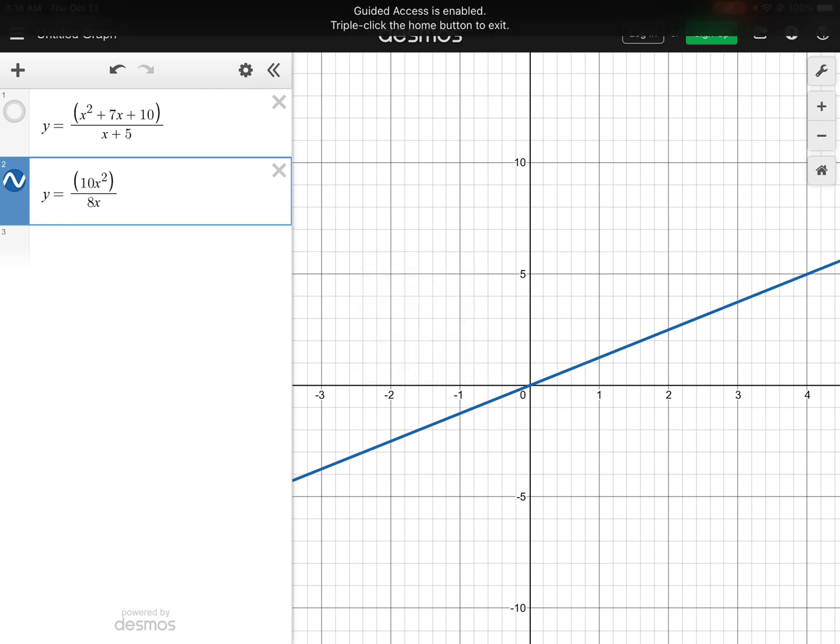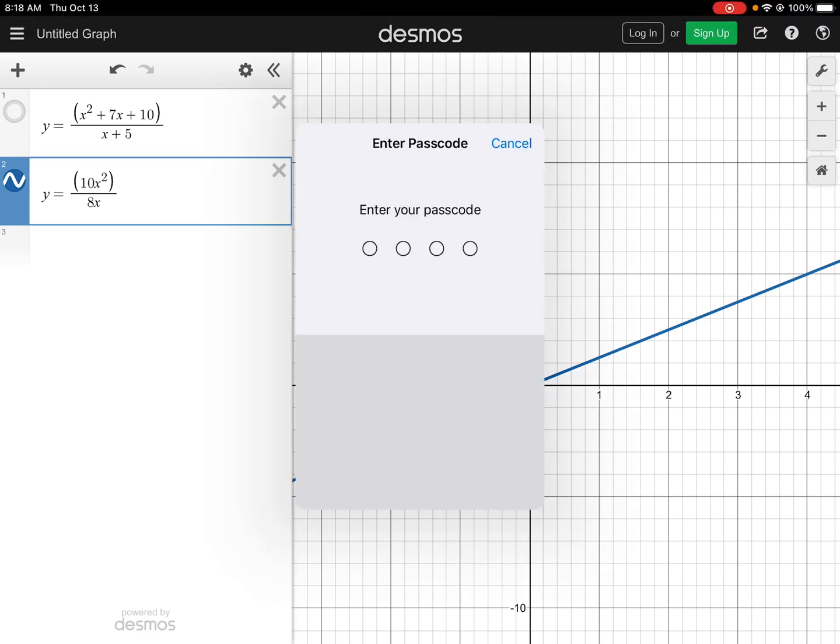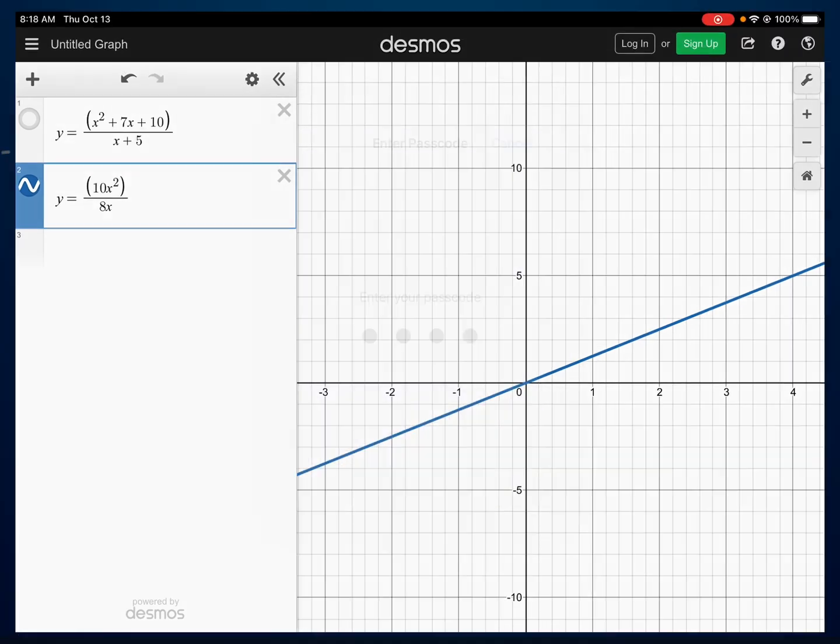Oops. Just started guided access. Sorry about that.